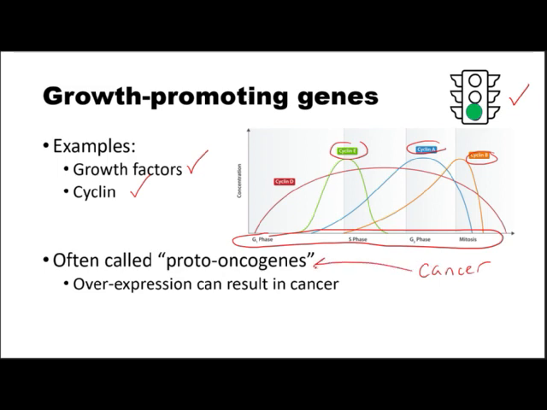So we call these proto-oncogenes. You may remember or recognize onco, like the oncology word. That refers to cancer. So proto-oncogenes are basically pre-cancerous genes. So if these are expressed too much and cause too much cell division, that can result in cancer. So too much go signal can be bad.